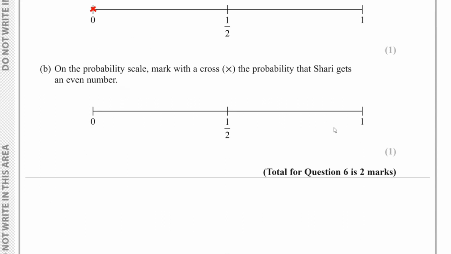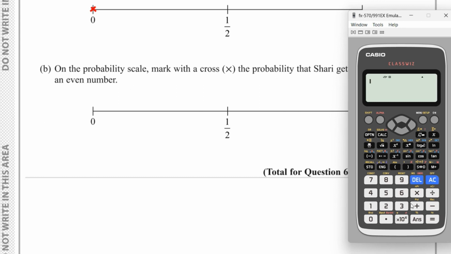For part B, on the probability scale, we have to mark with a cross the probability that Shari gets an even number. Well, for an even number, how many even numbers are there out of 6? Well, there are 3 even numbers, so the probability is a half, so we cross where there's a half.